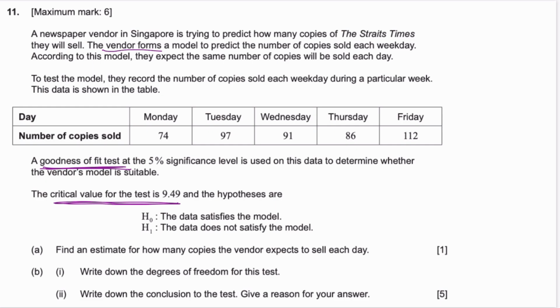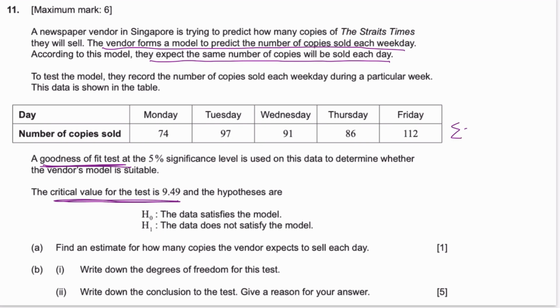Remember that the vendor forms a model to predict the number of copies sold. And according to the model, they expect the same number of copies to be sold each day. What we don't know right now is the total of how many copies were sold. So we want to figure out the sum of how much was sold, which is 74 plus 97 plus 91 plus 86 plus 112. So that means that they sold a total of 460 copies during the entire week. And because he expects to sell the same amount each day, 460 divided by 5, he expects to sell 92 copies per day.